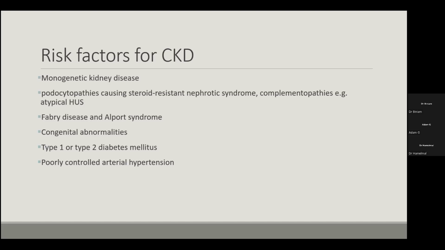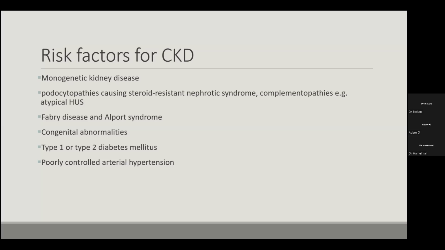If somebody has polycystic kidneys in the family, it's better to screen the siblings, at least if they are above age 30. Podocytopathies, including steroid-resistant nephrotic syndrome, and complement abnormalities like HUS. These are patients you should follow for development of CKD. We have seen very young patients who have been on nephrotic syndrome management during their childhood developing chronic kidney disease. So this is a very important risk factor.